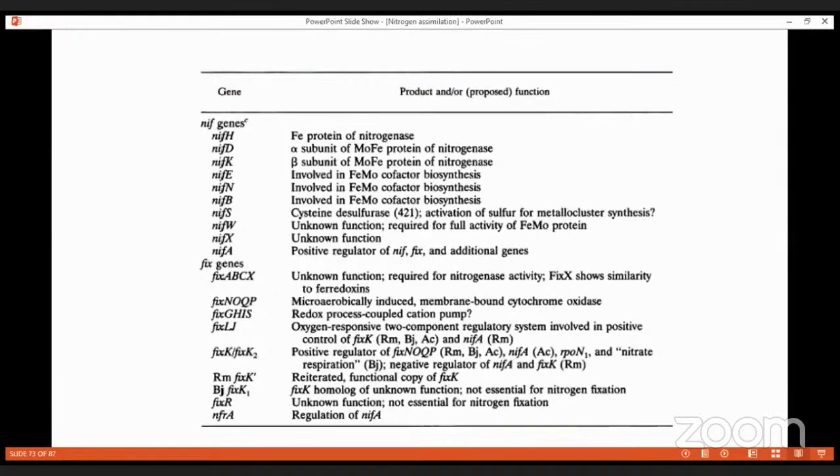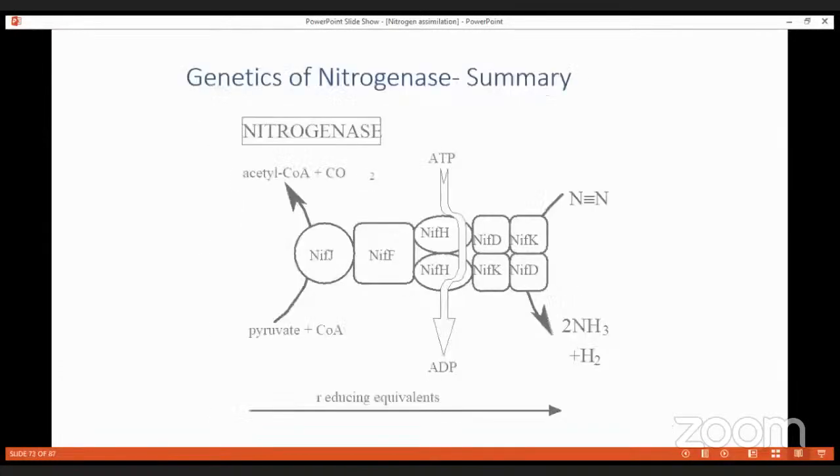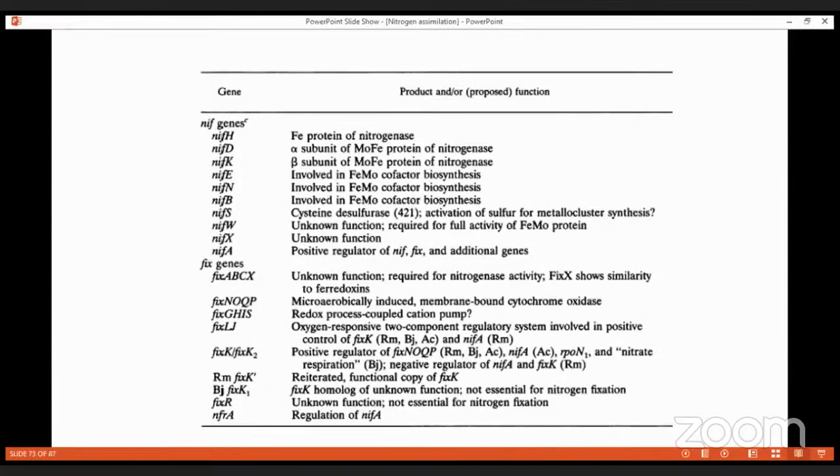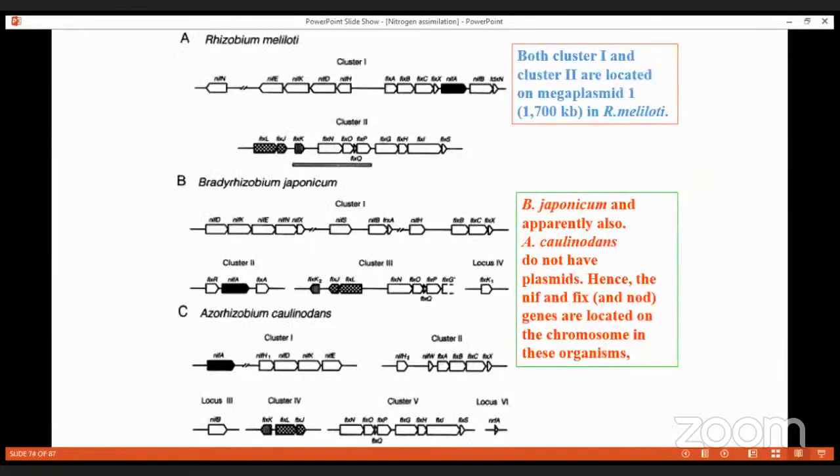These are the examples you will find in any book. So I have told you the important ones which you have to remember for the regulation, for the nitrogenase subunit, and for the initiation. As you can see, J and F are initially involved for the nitrogenase function. Okay, so these you don't need to remember. They are different clusters of these NIF and FIX genes.